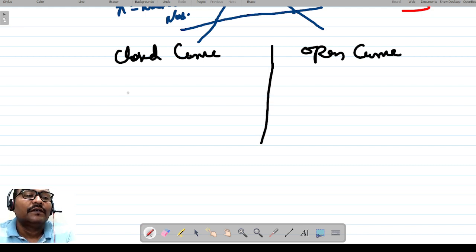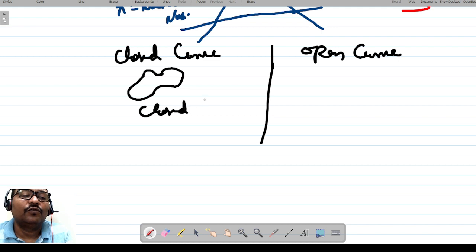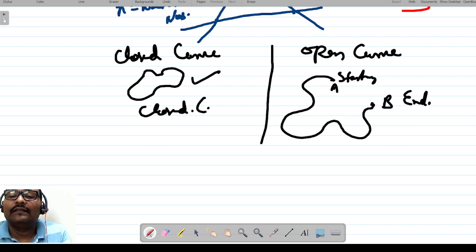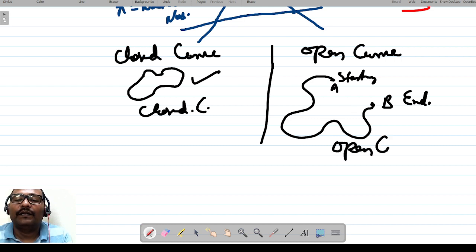Okay, students, you can see this is a figure. This is a figure where the starting point and end point collide. So we can see this is a closed curve, right? But if the starting point is this one, A, and the end point is B, and a curve is drawn like this, then can we say it is a closed curve? No, this is not a closed curve, this is an open curve, right?